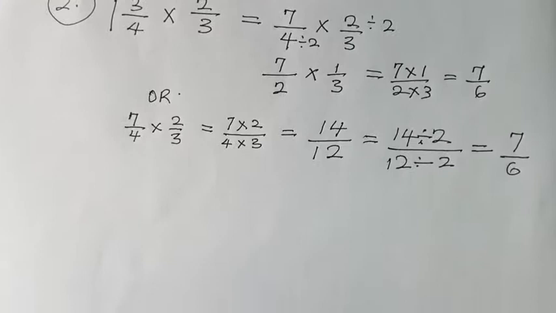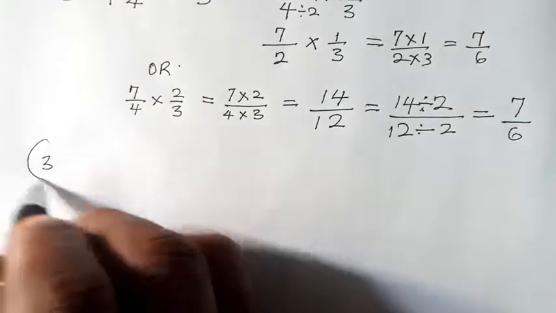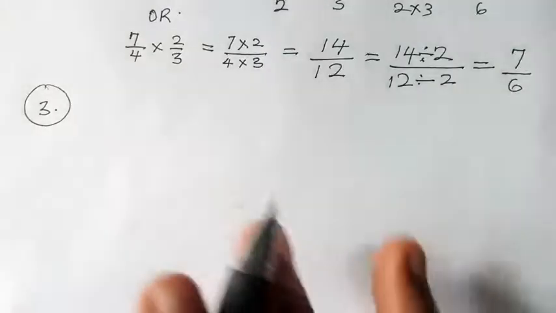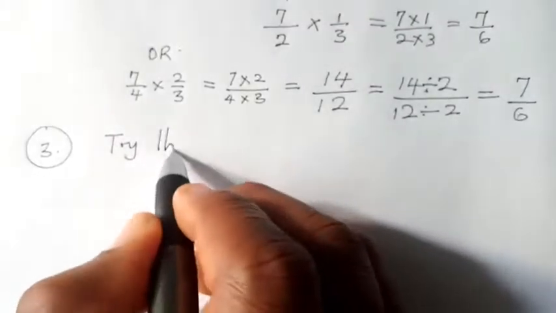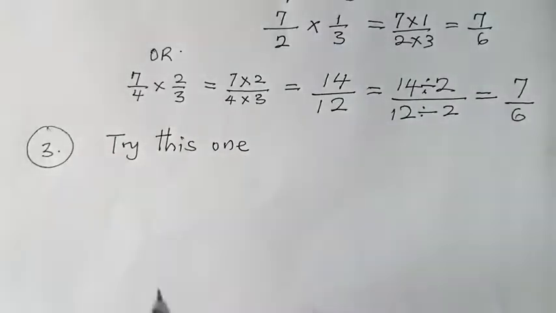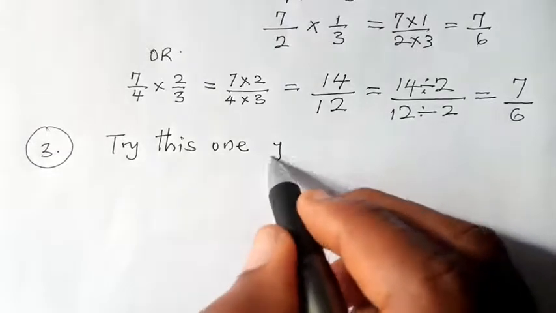Remember, what you do to the numerator, you must do it to the denominator. If you don't do it like that, you are not balancing the whole thing. So, for this number 3, I think I need to give you something to try. I'm sure you are carefully listening. So, try this one yourself.